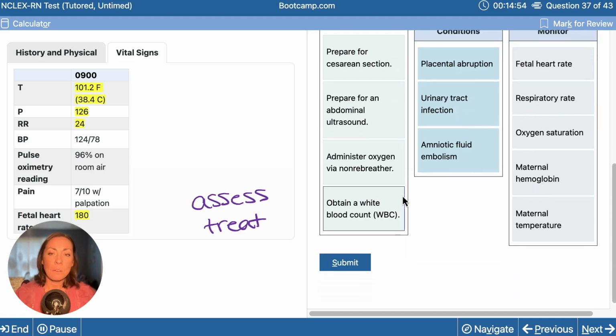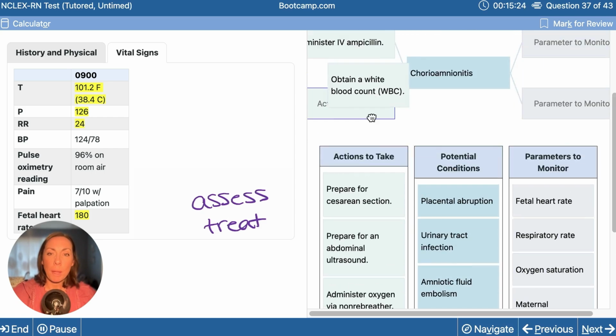Obtain a white blood cell count. Yeah, so this is going to help with our assessment, right? We can assess this infection status. So we will obtain a white blood cell count.